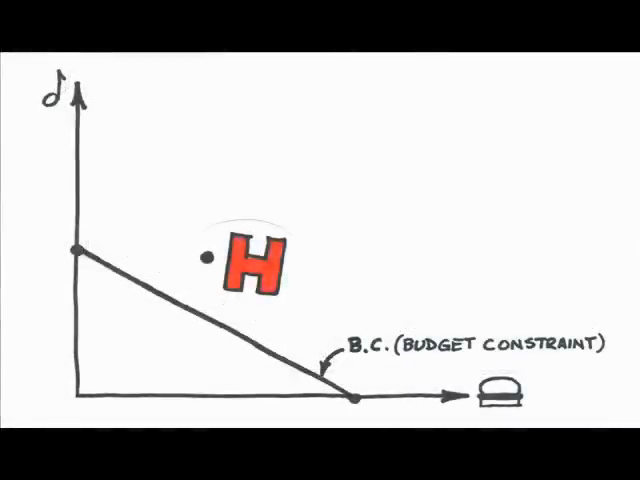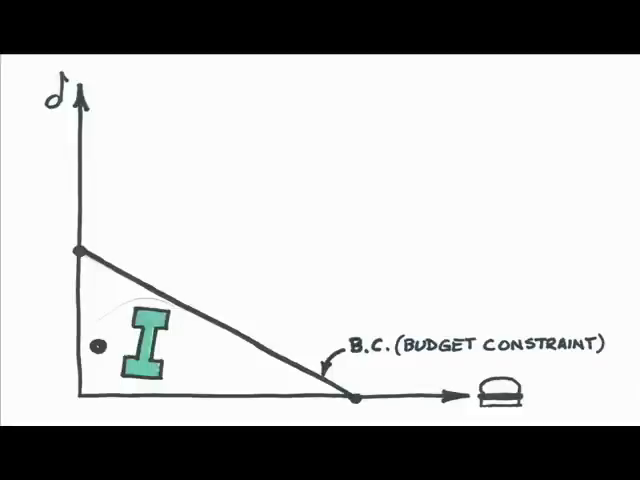This combination is currently unattainable with the current income. What about a point like I? The consumer would not be using all of his or her income and so could consume more. Will this always be the budget? No, not if any of the components of the budget change.